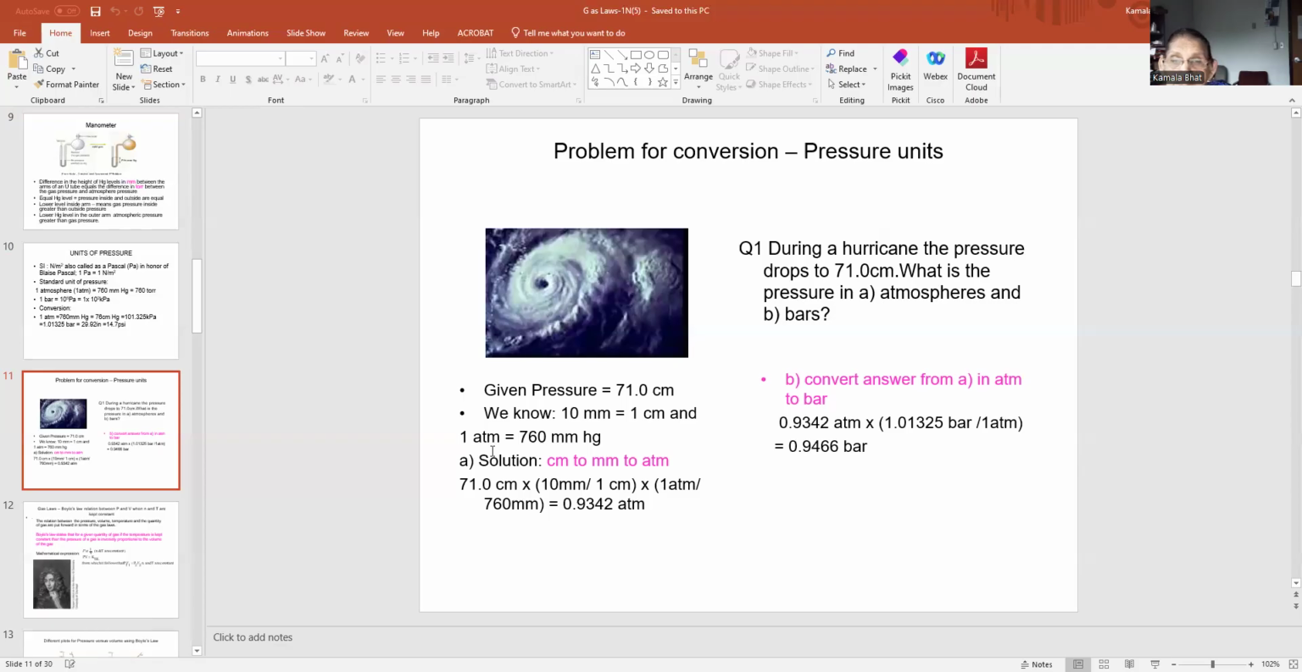We are given 71 centimeters as the gas pressure inside the hurricane. So we convert the atmosphere to 760 mm of mercury. We also know that 10 millimeters is equal to 1 centimeter. So convert the centimeters to millimeters and then to atmospheres. So 71 centimeters times 10 millimeters divided by 1 centimeter times 1 atmosphere divided by 760 millimeters, and you get 0.9342 atmosphere.